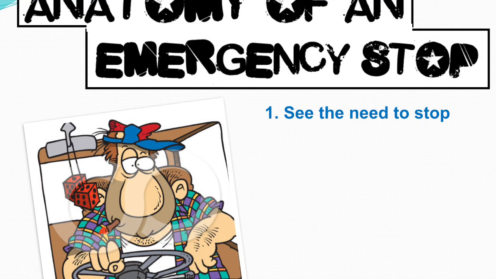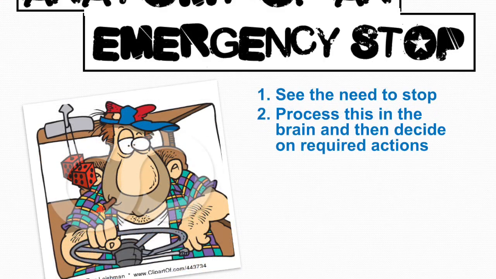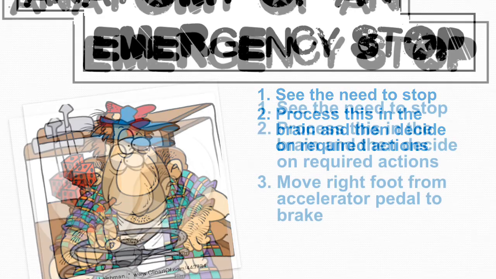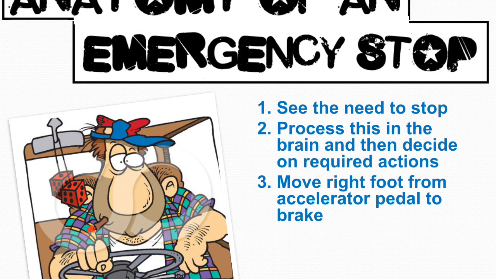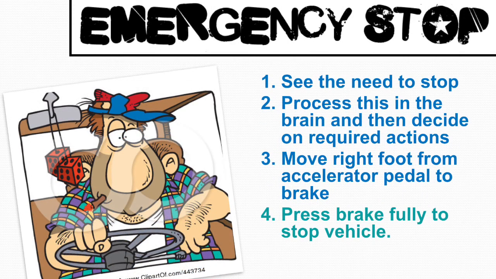We're going to start by looking at the different parts of an emergency stop. To begin with, the driver needs to recognise there is a need to stop. He then needs to process that information and recognise what action he needs to take. After that, he or she needs to move his foot to the brake pedal and finally apply the brake until the vehicle comes to a stop.